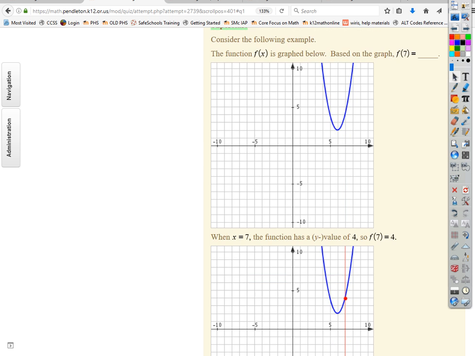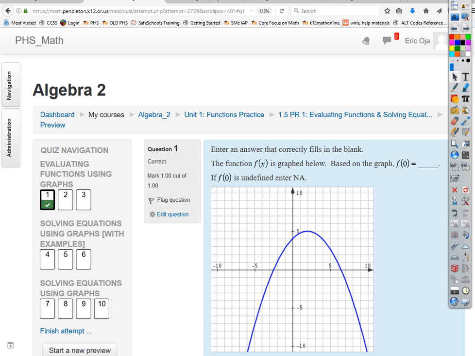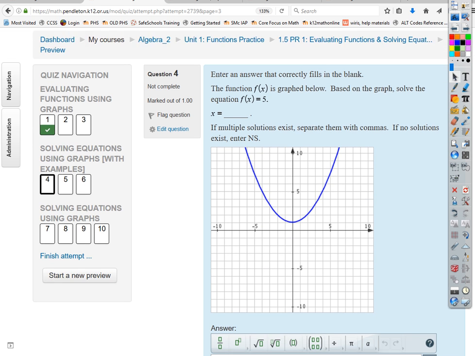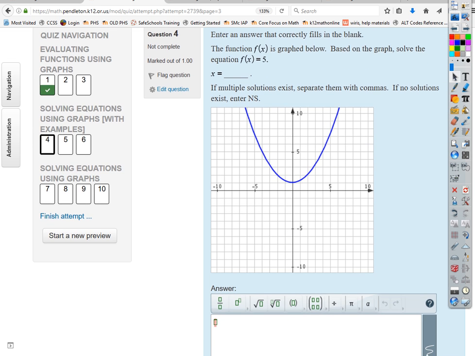Okay, so let's go up and look at another one of these. Okay, this is a little different. Look what they're asking for here. Based on this graph, they give us a function, but they don't tell us what the rule is. They just give us the graph. So we're just going to use the graph to answer this question. They want us to solve the equation f of x equals 5. Okay, what do we do this time?